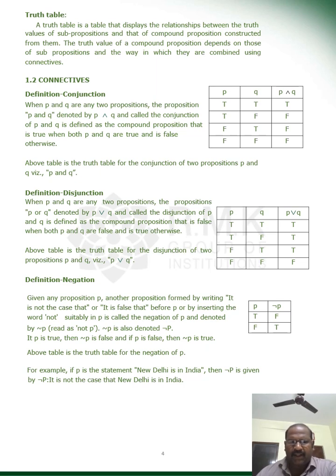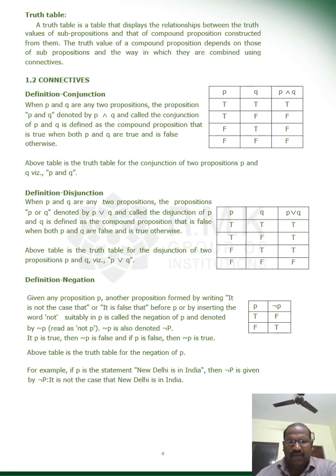In general, it is 2 power n rows for the connectives. For two statements given, 2 squared is 4 rows you have to find. But now if three statements are given, P, Q, R, it is 2 power 3, so you have to find 8 possibilities. Depending on how many variables are given, you find the truth table.